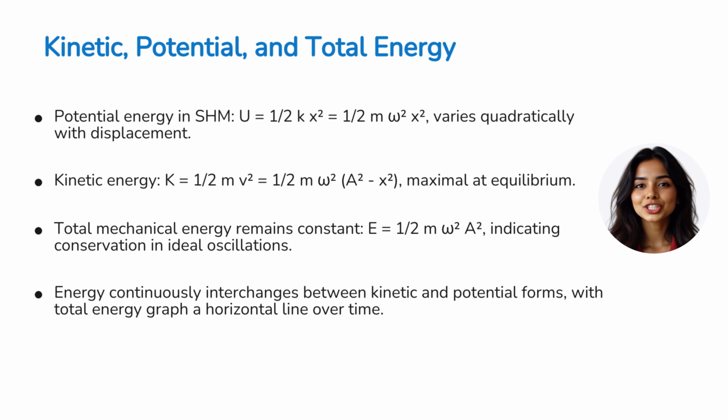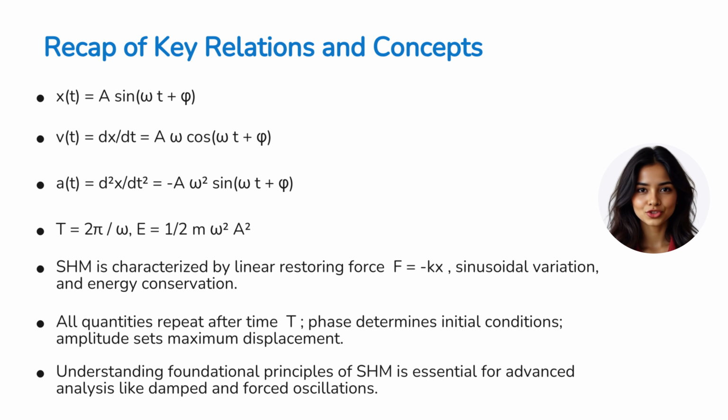Energy smoothly exchanges between kinetic and potential forms as the object swings back and forth, but the total energy graph would be a flat horizontal line if plotted against time, showing conservation. This energy interplay is why these oscillations can continue without fading away, at least in the perfect world of physics problems. To wrap up today's introduction to oscillations, let's quickly revisit the key equations and ideas that form the backbone of simple harmonic motion.